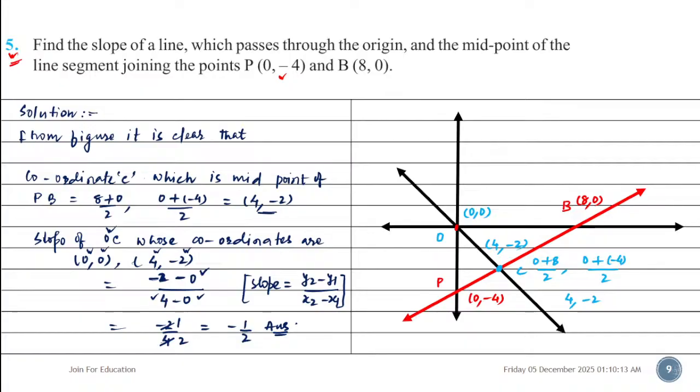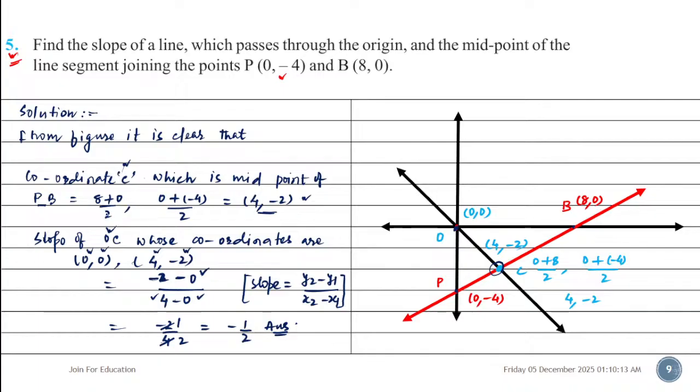This is the question number 5. Find the slope of the line which passes through the origin. Okay, this is the origin and the midpoint of the line segment. This is the line segment and this is the midpoint of this line segment. So from the figure it is clear that the coordinate of C, this is the midpoint, C, which is the midpoint of PB.